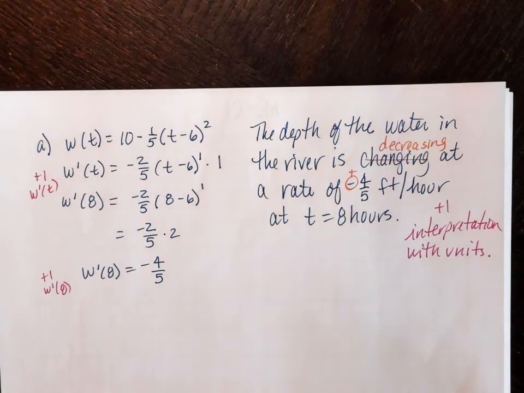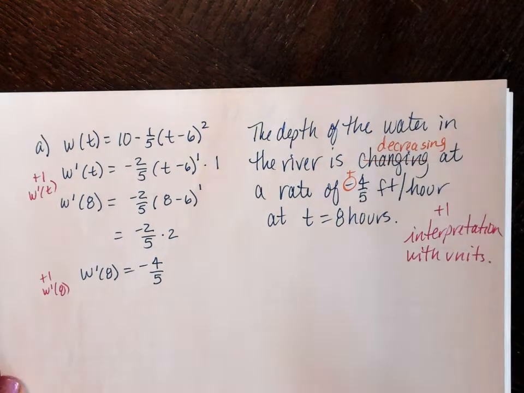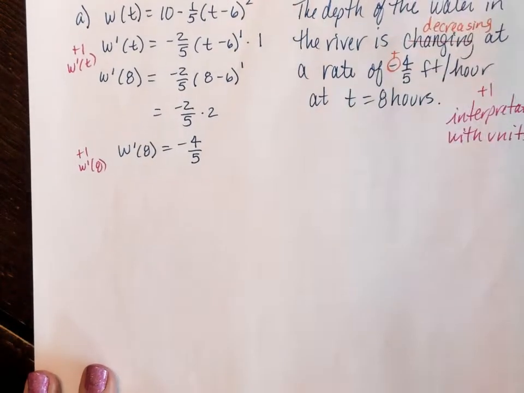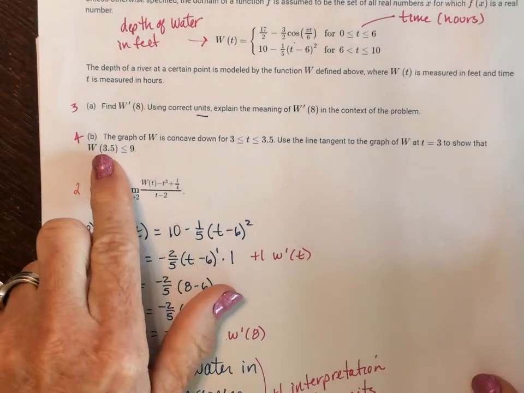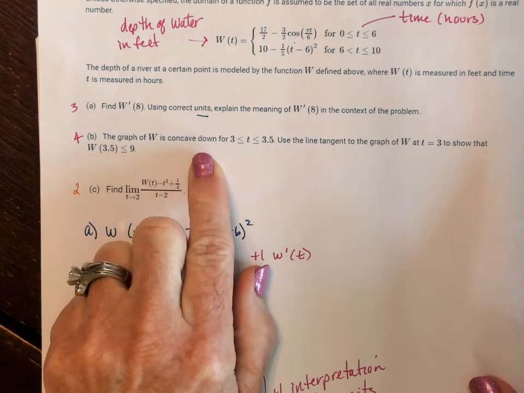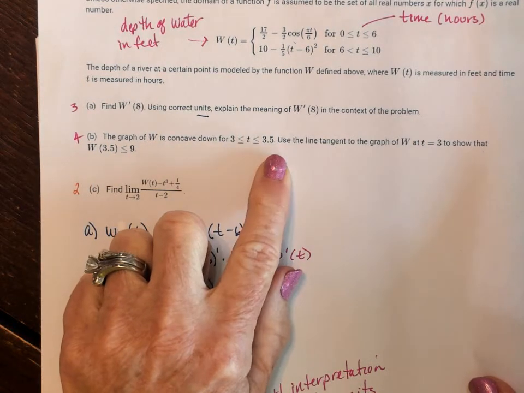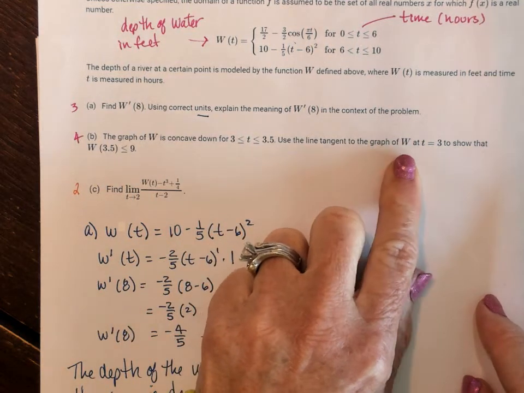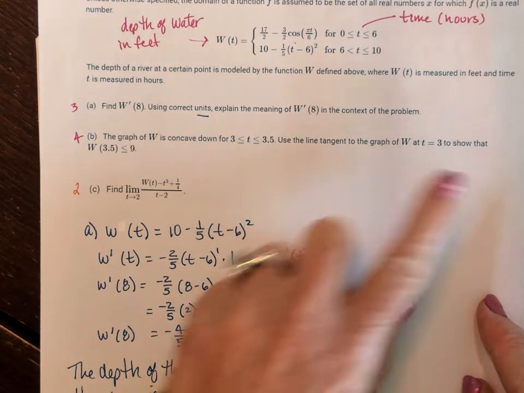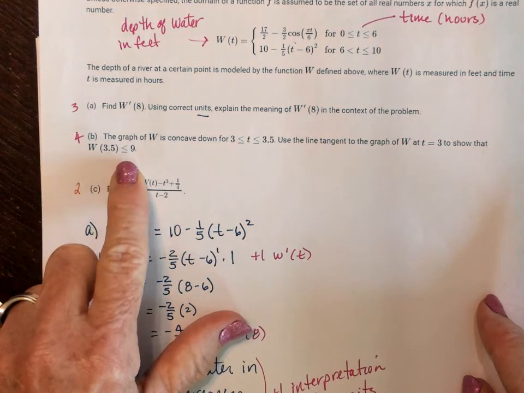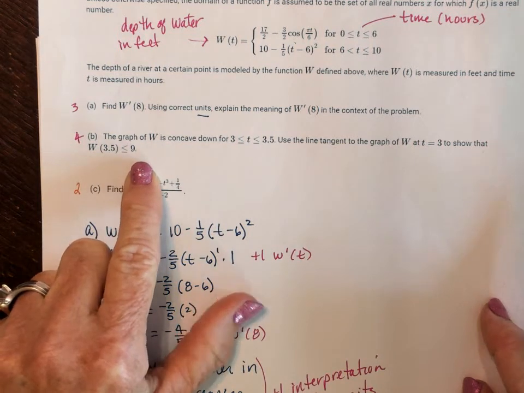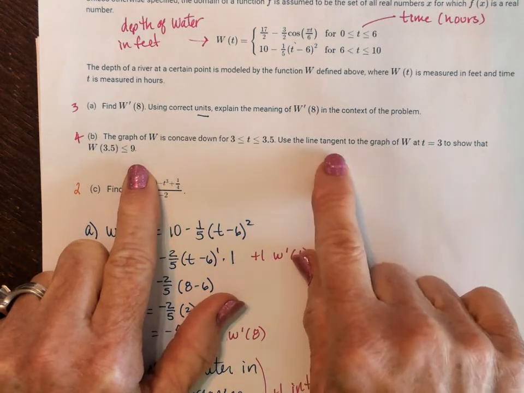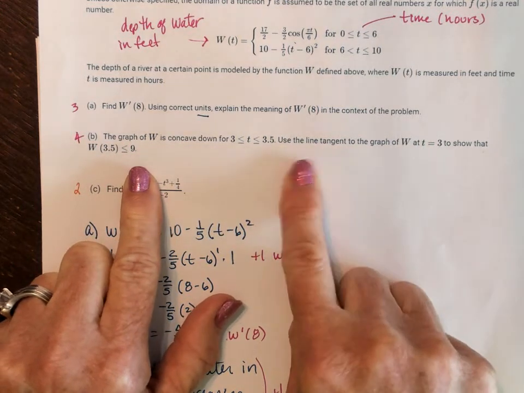Okay. All right, part B. Part B is actually kind of long, so I'm going to need a whole piece of paper for part B. All right, part B, when we look at this, it says the graph of W is concave down for t between 3 and 3.5. Use the tangent line to the graph of W at t equals 3 to show that W of 3.5 is less than or equal to 9. All right, so use the line tangent to the graph of W. So we've got to find the tangent to W at time equals 3.